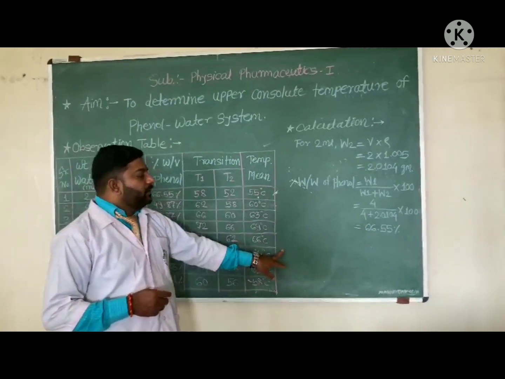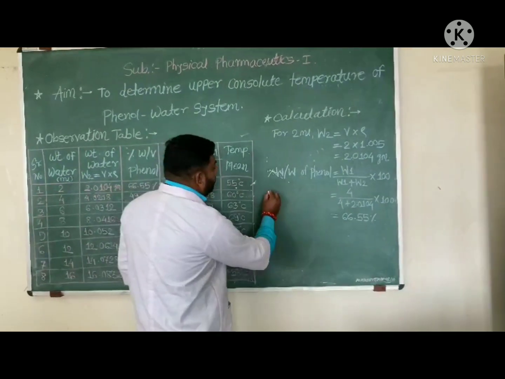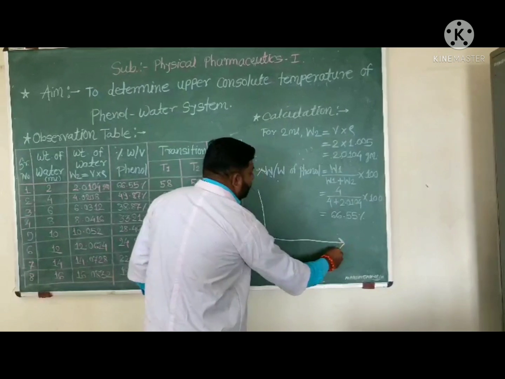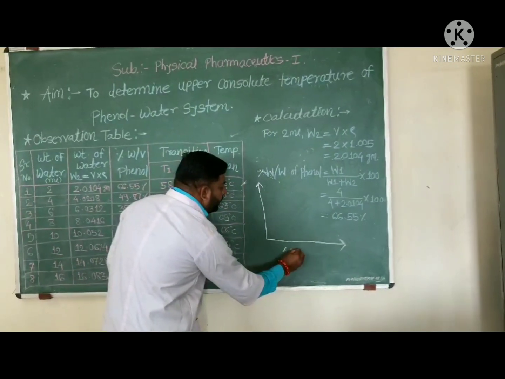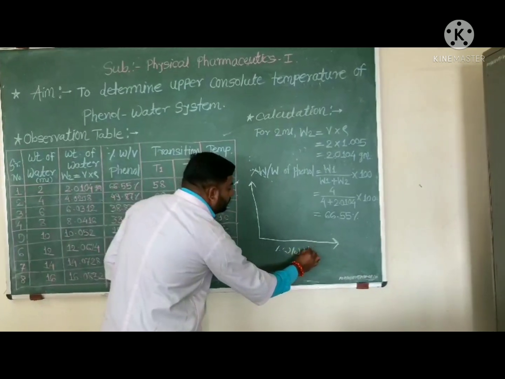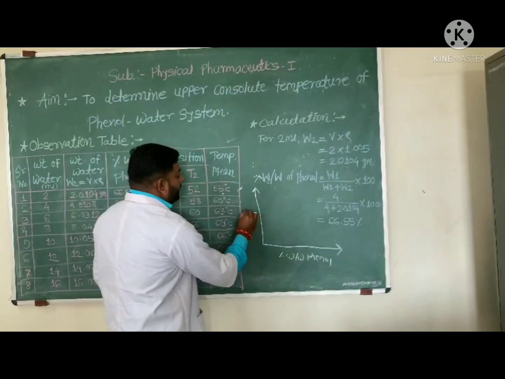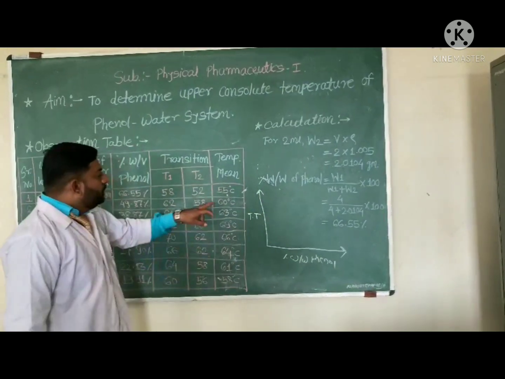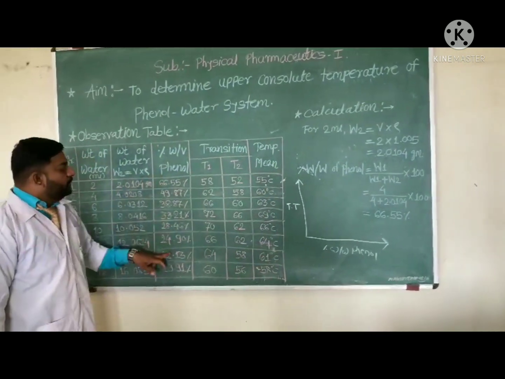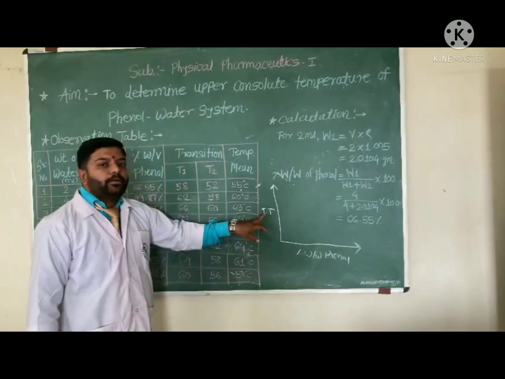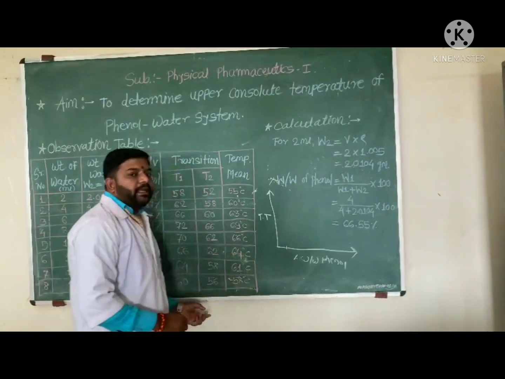Next is the calculation part. After that there is a plot of the graph. We plot a graph of percent weight by weight of phenol versus transition temperature. On the x-axis we take percent weight by weight of phenol, and on the y-axis we take transition temperature. Then for transition temperature 55 and its percent weight by weight of phenol value, we mark both sides.